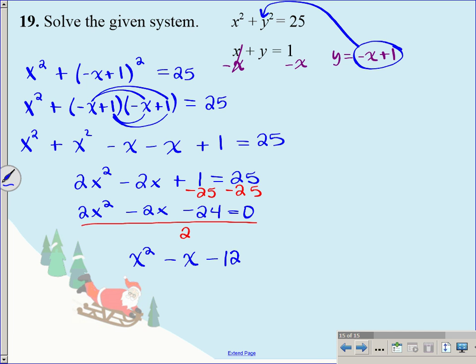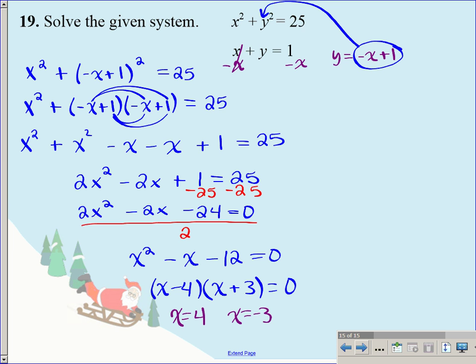minus 12 equals 0. And now to factor this, I know the only way to get x squared is x times x. Factors of negative 12 that add up to negative 1 are negative 4 and positive 3. Negative 4 plus 3 is negative 1. Negative 4 times 3 is negative 12. And that makes my solutions x equals positive 4 and x equals negative 3.